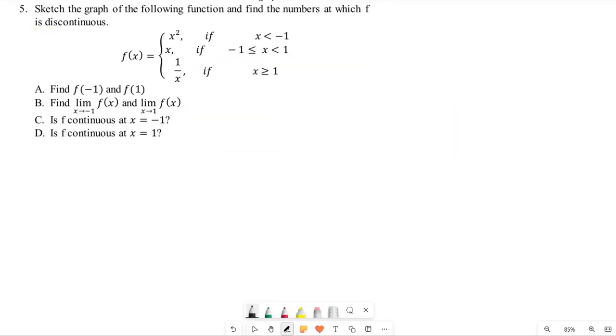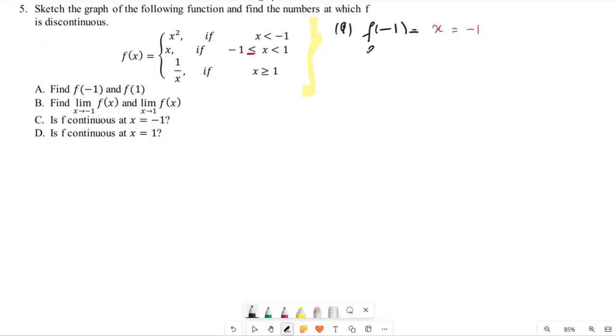Here is question number 5 from the review. It gives us a piecewise defined function and asks us to find these values. Let's look over one at a time. Part A says find f of -1. Now, f of x is x when there is equality for -1 here. So you're going to use just the function x. x has to be put as -1. The answer of f of -1 is just -1.